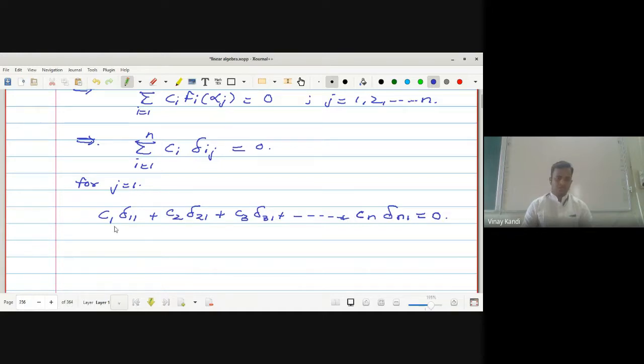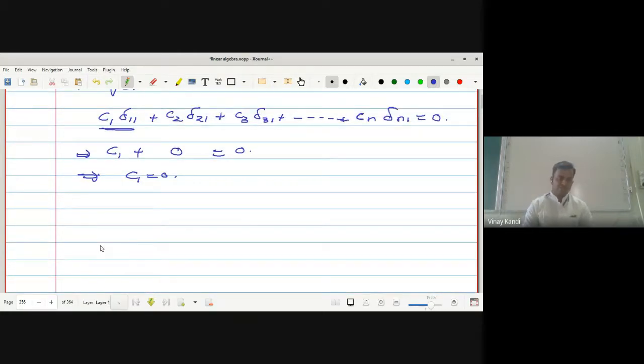Okay, now this one is what? Delta 1 1 is 1 because i is equal to j here. So this is C1 plus all the other values are 0, which is equal to 0. This implies C1 is equal to 0.